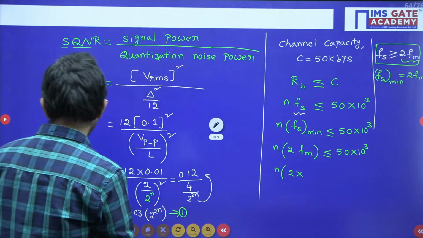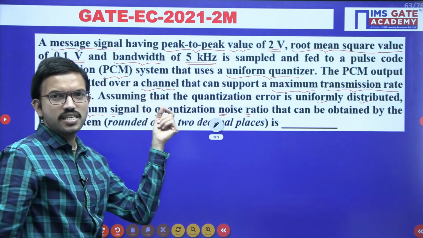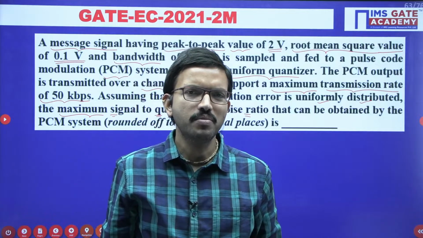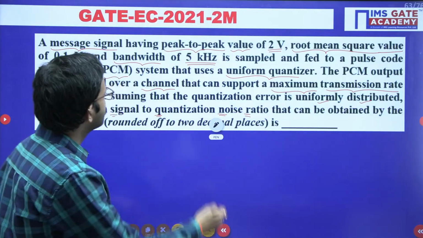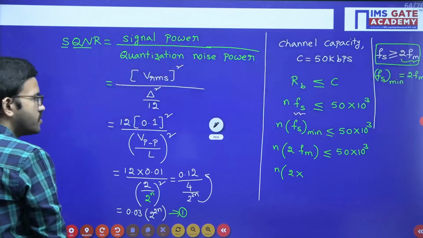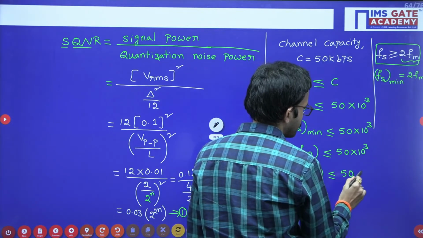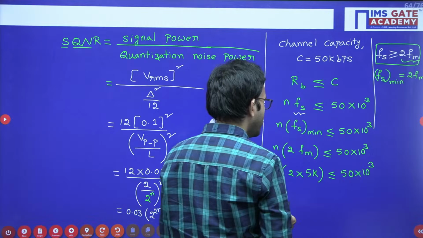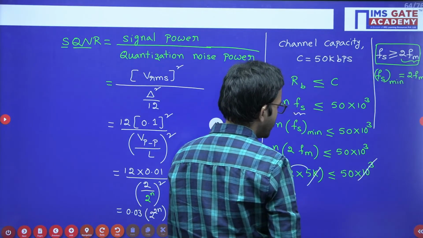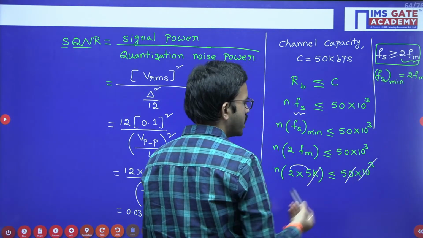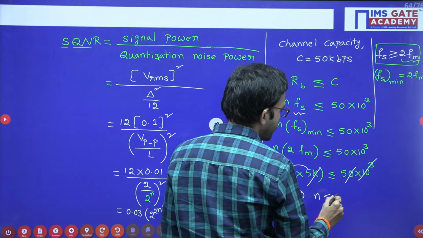In the question, Fm is given as 5 kHz. They have mentioned the bandwidth. For the message signal, modulating signal, baseband signal or band limited signal, all are the same, so the bandwidth and the maximum frequency of the signal are the same, 5 kHz. So 2 into 5 is 10, times 1k which is 10 power 3. Both will get cancelled: 10 and 0 cancel. From here, you are getting N less than or equal to 5.